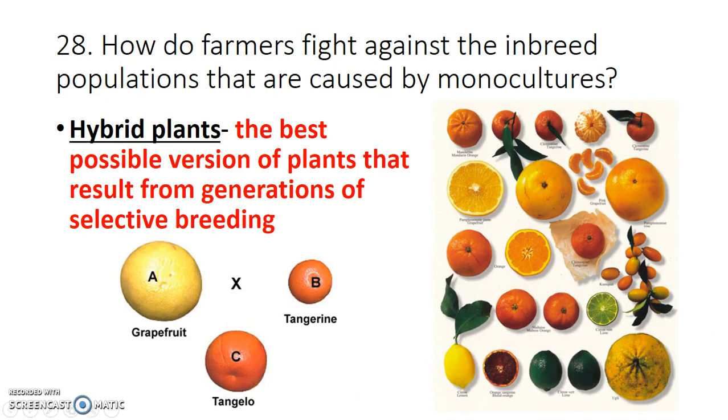Hybrids become a bad thing when we get tangelos, this thing that we really, really like, and all of a sudden we plant a monoculture of tangelos. Now we've turned hybrids, this best possible version of a plant, into a monoculture with lack of genetic diversity. So you can take hybrids, which promote genetic diversity, and use them in the wrong way and exclude that.